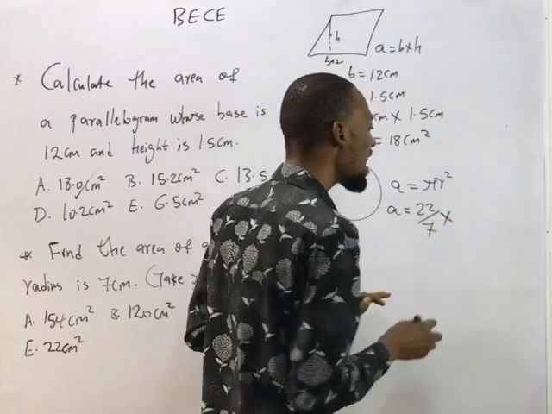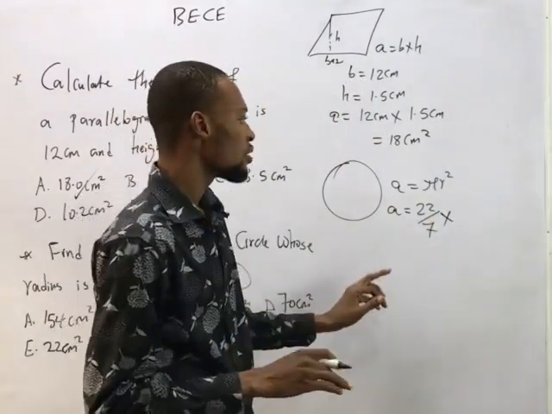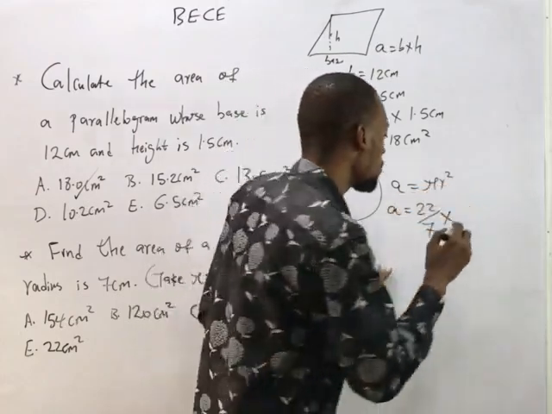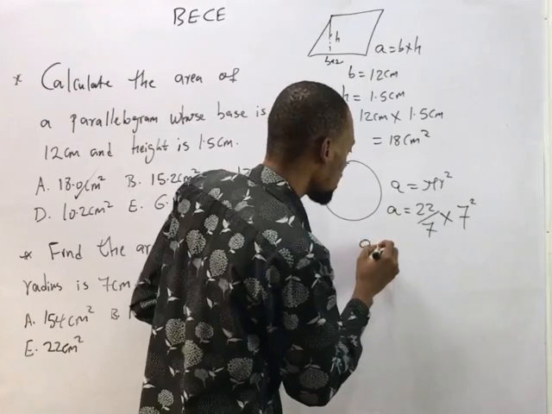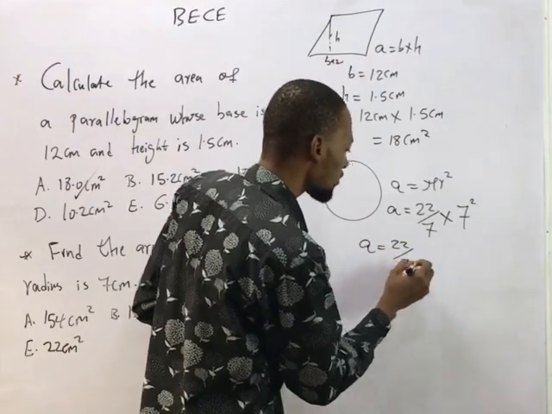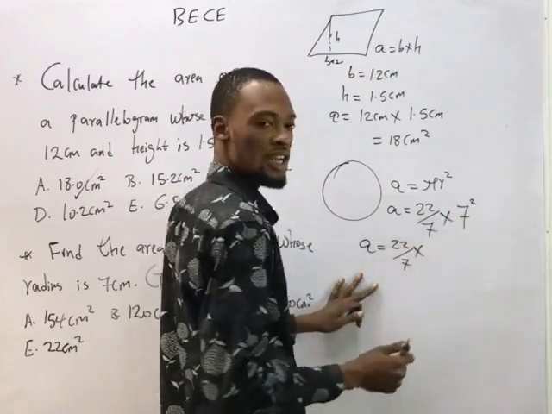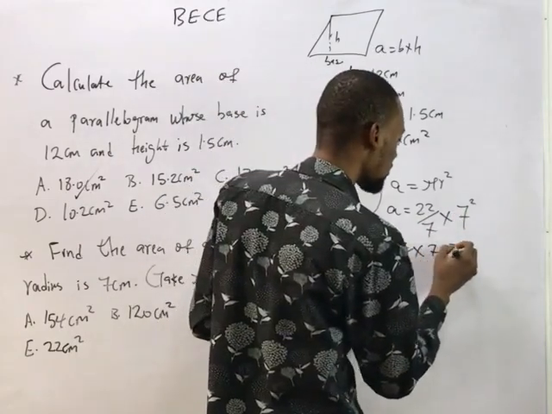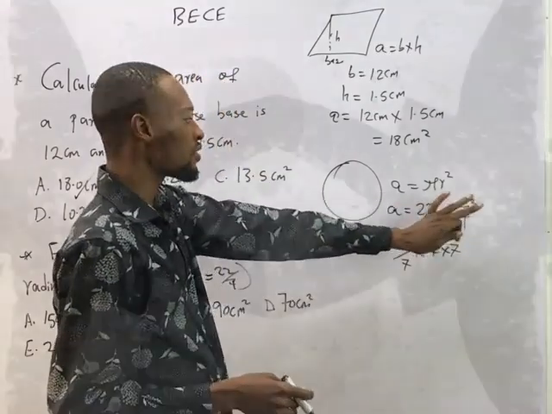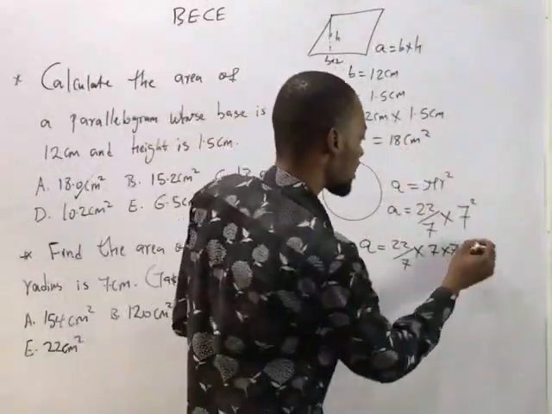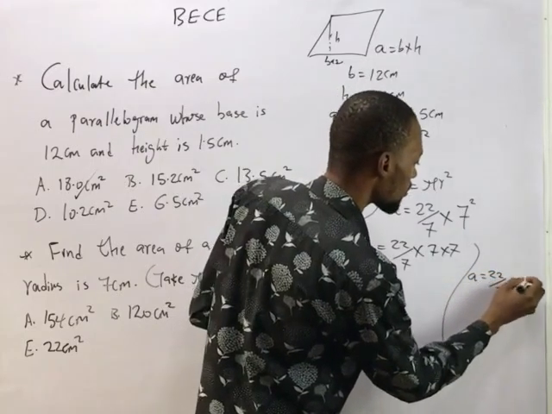Now times r, the radius. And the radius given is 7 cm. But the radius is squared, so we have to look for the square of the radius. So A equals 22/7 times 7 square, which is the same thing as 7 times 7, right? So we can put it in that form or just put a single value for 7 square. What I'm saying in essence is that you can also say A equals 22/7 times 49.